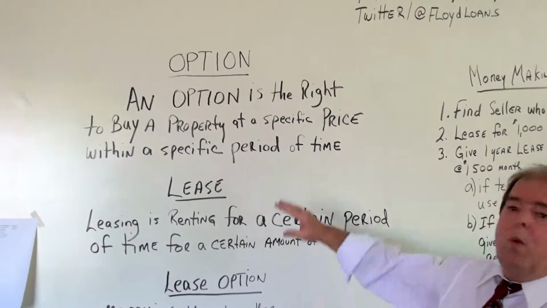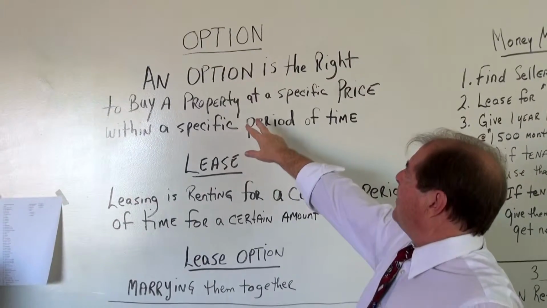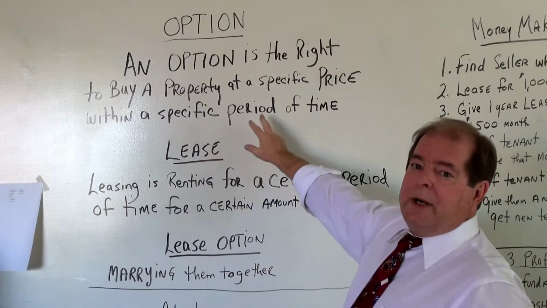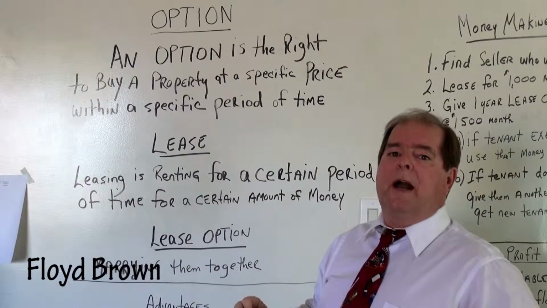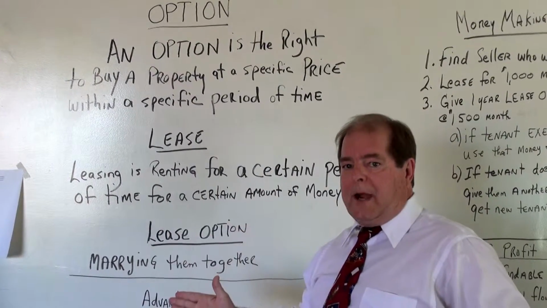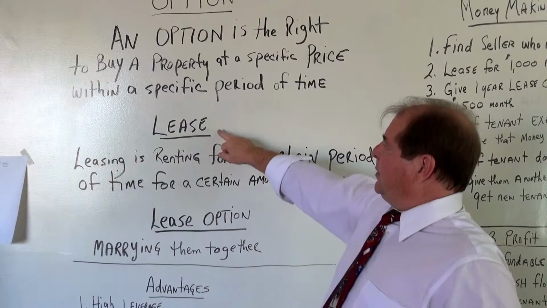Okay, first of all, what is an option? An option is the right to buy a property at a specific price within a specific period of time. Now, with an option, you do not have to buy that property. You can buy the property or you may not buy the property, depending on what, I'm not sure yet.